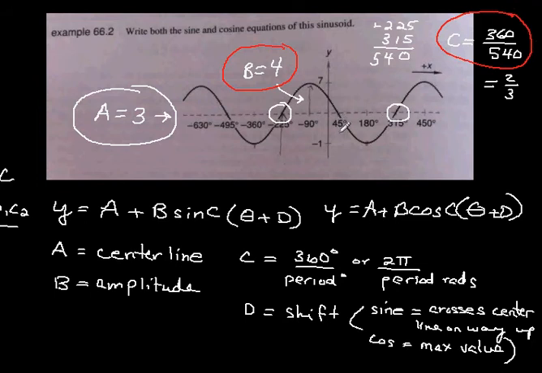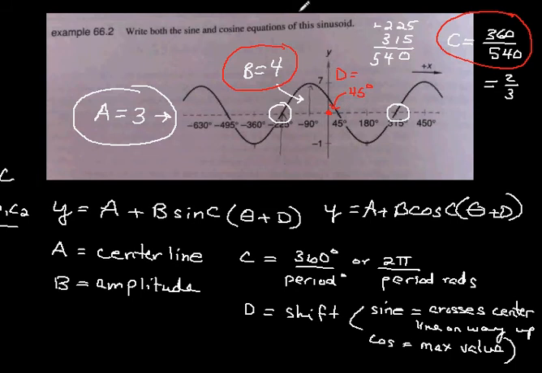Our D is how much it shifts. Now, the shift for sine is where it crosses the center line, where it initially started crossing the line. Our normal sine curve would start there. How much did it shift? Well, it's from where it crosses the center line to where it now crosses the center line. So it's shifting 45 degrees. Now if it goes to the right, we subtract it. So for our sine curve, our D is going to be 45 degrees.